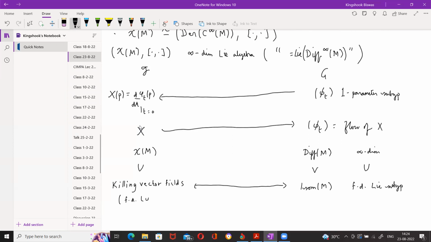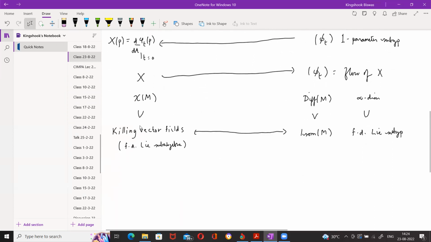So a vector field is a Killing vector field. Equivalently, that means its flow is a flow of isometries. So that means that the inner product of dφ_t y and dφ_t z, if φ_t is the flow of X, is equal to the inner product of y and z.